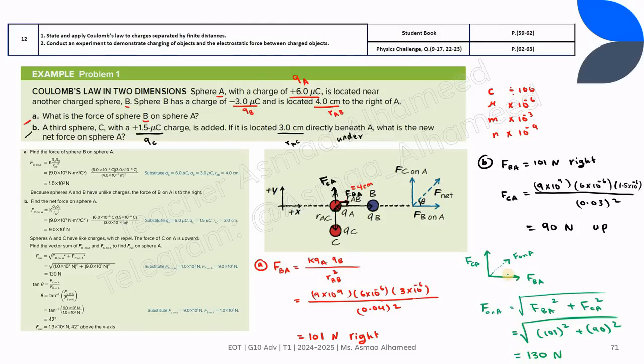Now where is the direction? You need to find the angle theta. Theta will be tan inverse of the force on Y divided by the force on X. So we say F CA over F BA. If you have a sign, you put the sign with it. So we say tan inverse of F CA, which is 90, over F BA, 101. So the angle will be approximately 42 degrees.